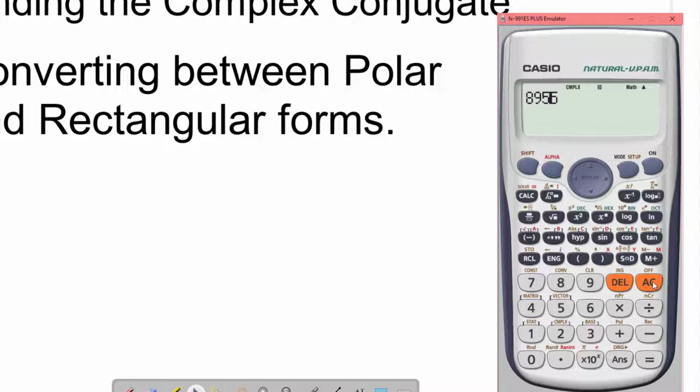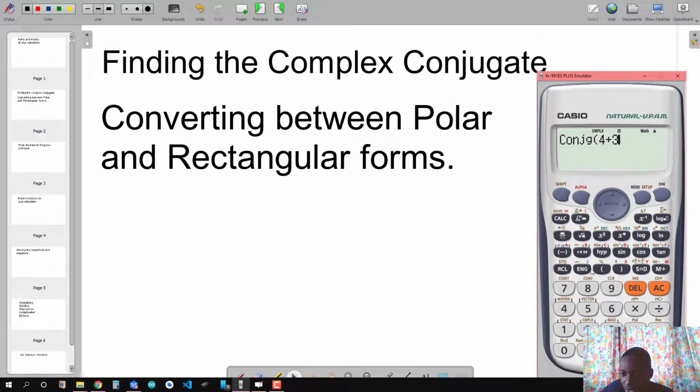So now we want to go back to finding the conjugate of a complex number. I press 2 to access conjugate, and then I enter any complex number: 4 plus 3i, bracket close, enter. And then I have the conjugate of 4 plus 3i, which we all know to be 4 minus 3i. Awesome.